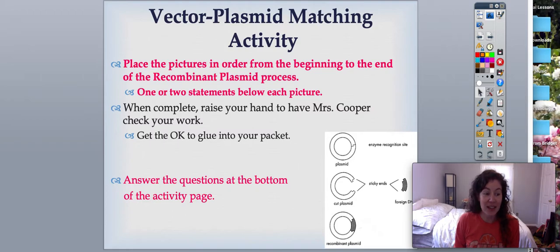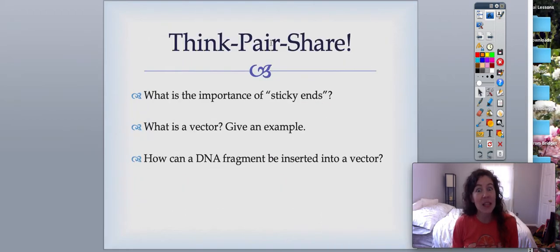Oh, that's the activity. I didn't have answers to think, pair, share on my PowerPoint. Let's write them out. Here we go.